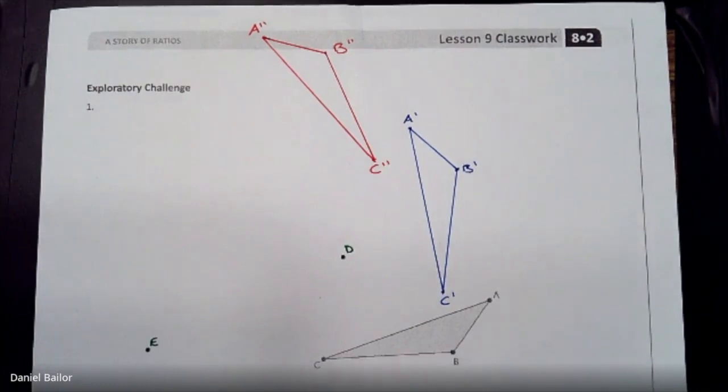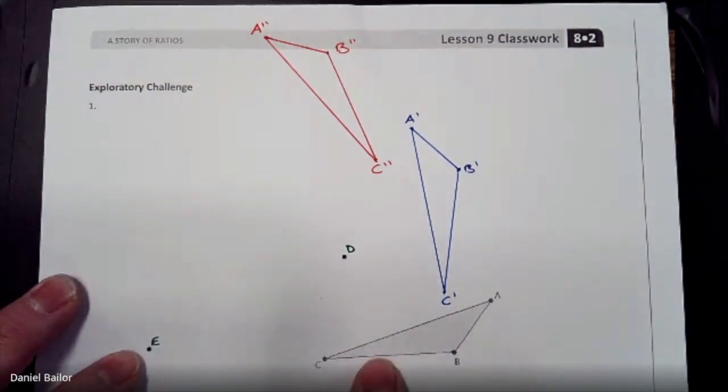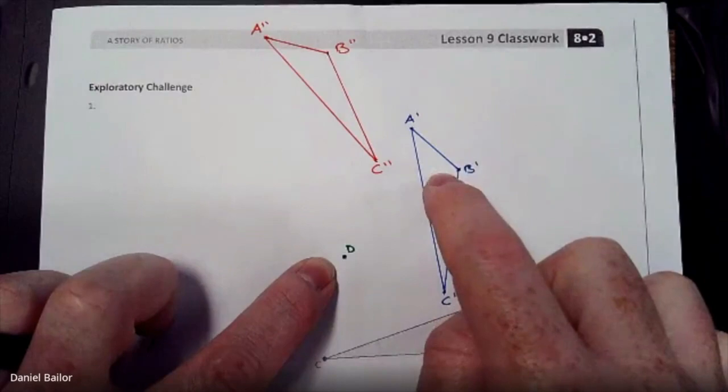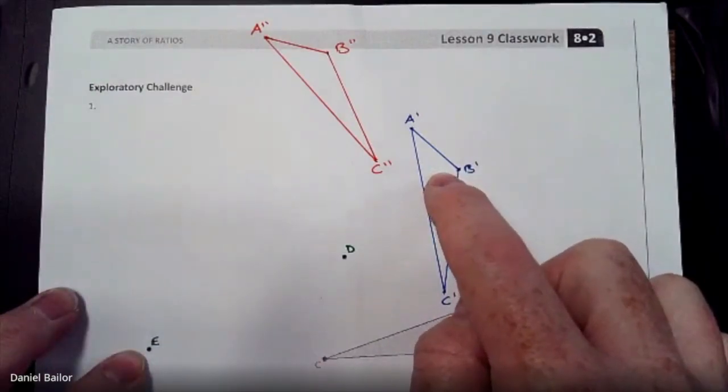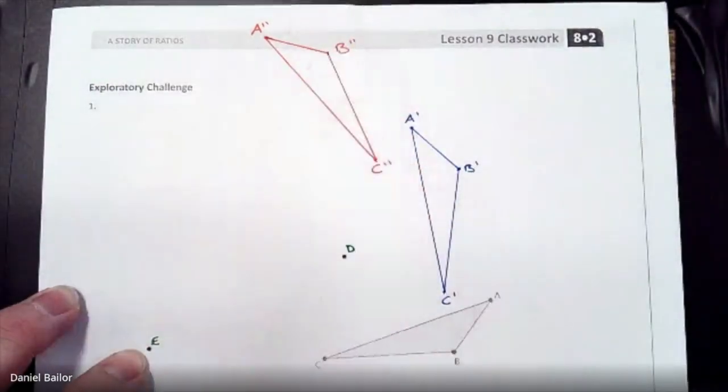So I did two rotations. First, I rotated around D and stopped here. And then I rotated around E and stopped right here.